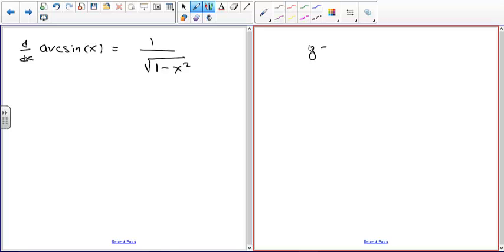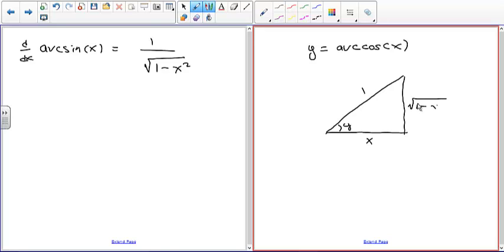So let's say y equals the arc cosine of x. So what we did yesterday is we created this right triangle. And when we were talking about the arc sine, we said there was some angle here, which yesterday I called theta, but today I'm calling it y. Doesn't really matter. Okay, so it's y. And because I'm trying to find the derivative of the arc cosine, I make the adjacent side x and the hypotenuse 1. And as a consequence, the other side is still the square root of 1 minus x squared, using the Pythagorean theorem.